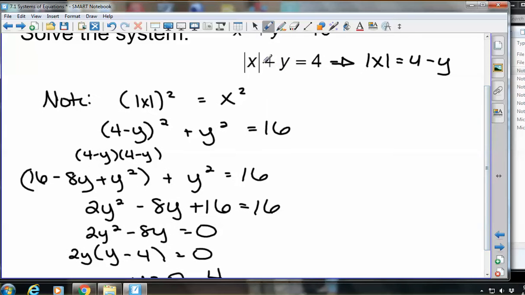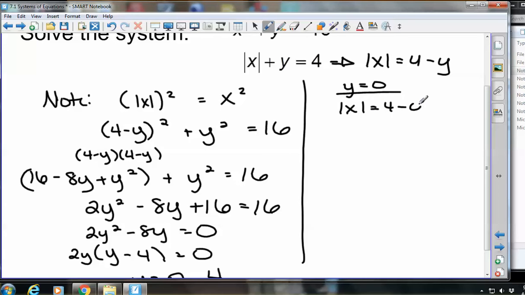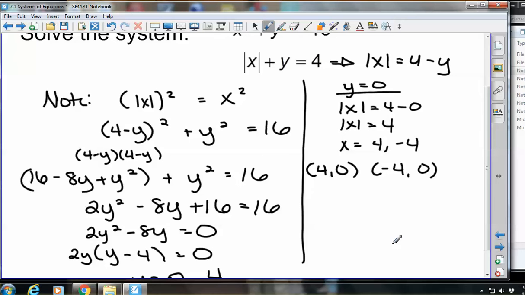We have to plug this in somewhere. You can go with one of your two original equations, or you can go with this one if you're comfortable with solving the absolute value equations. It isn't going to make a bit of difference. So if I did use that, if y equals 0, that means the absolute value of x is 4 minus 0, so the absolute value of x is 4. What numbers have an absolute value of 4? 4 and negative 4. So I got two answers. 4, 0, negative 4, 0.